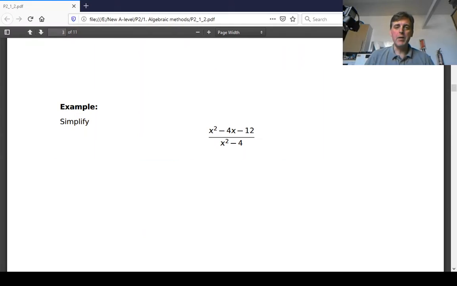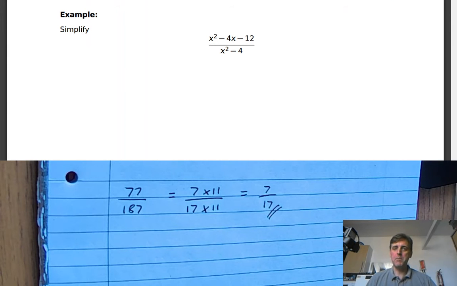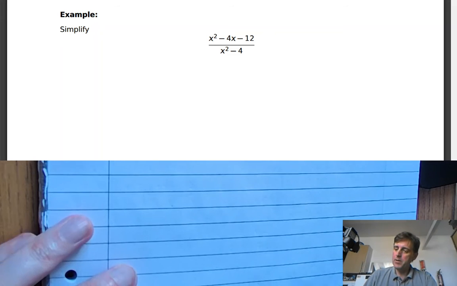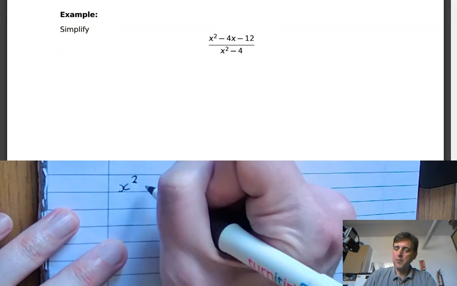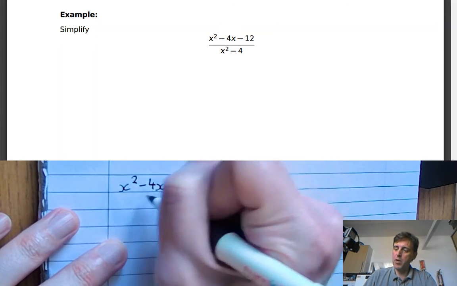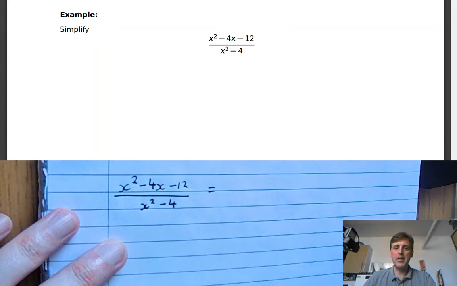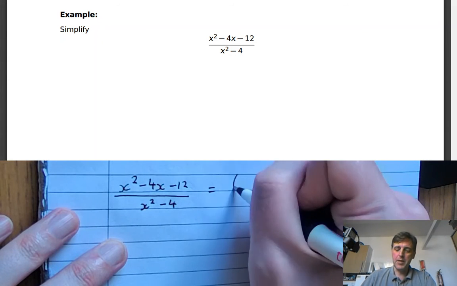And that's the key really to dealing with the algebraic examples as well. We're going to have a look at this example together and you'll see exactly what I mean. We're going to be factorizing this and we'll look for common factors in the numerator and the denominator. Okay, so let's go for it. We have x squared minus 4x minus 12 all over x squared minus 4. Not obvious to see how we might cancel this down, but let's factorize it.